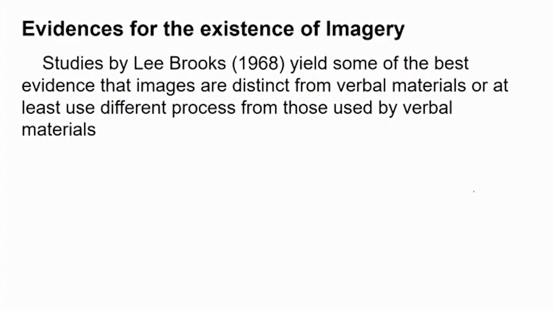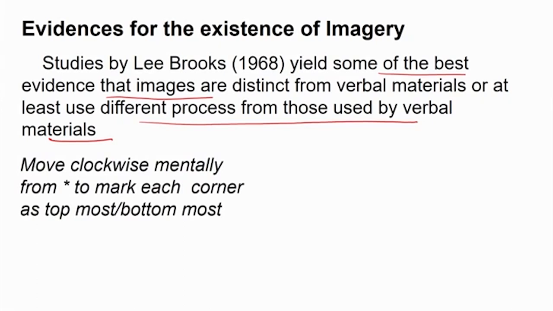Now, what is the existence of imagery? So, Lee Brooks in '68 yielded some of the best evidence that images are distinct from verbal materials, or at least use different processes than verbal materials. So, Lee Brooks did a number of experiments to show that verbal and visual materials use different codes for tagging.